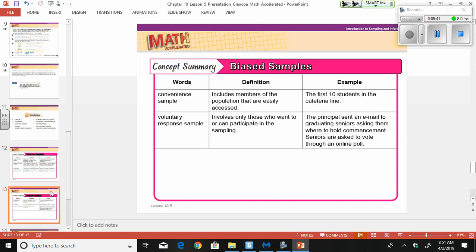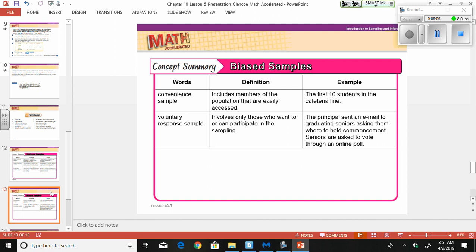So that's systematic. Here, we have biased samples. We don't want biased samples because it's not going to give us good data and we can't predict anything. A convenient sample includes members of a population that are easily assessed. So the first 10 students to come into the cafeteria, that's a convenient sample because you just wanted to get it done. You didn't do it randomly and find a good pattern.